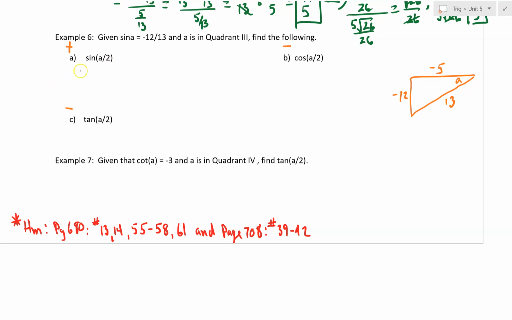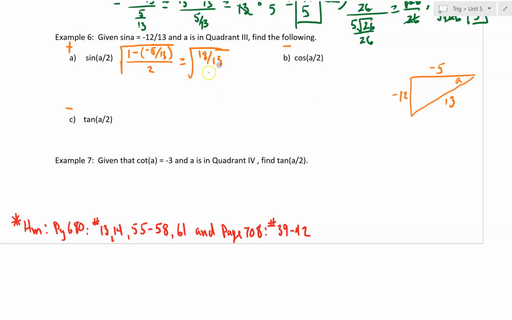It should say square root of, and this is going to be a positive answer. This is going to be 1 minus negative 5 over 13. Let me write that a little better. Negative 5 over 13. And we're going to divide all that by 2. I'm going to take some shortcuts here just to get to the answer. We're going to add this because it's a negative negative, and it's 13 over 13. So this is going to be 18 over 13.